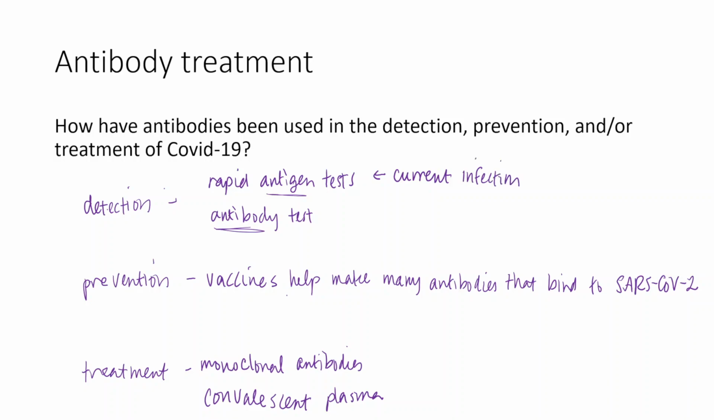An antibody test is looking for antibodies that you made yourself, so it's looking for whether you had an infection in the past. It doesn't tell you whether or not you have an infection right now. All you're looking at is, did your body make antibodies against the virus? And that could have happened anytime. It doesn't have to be right now.